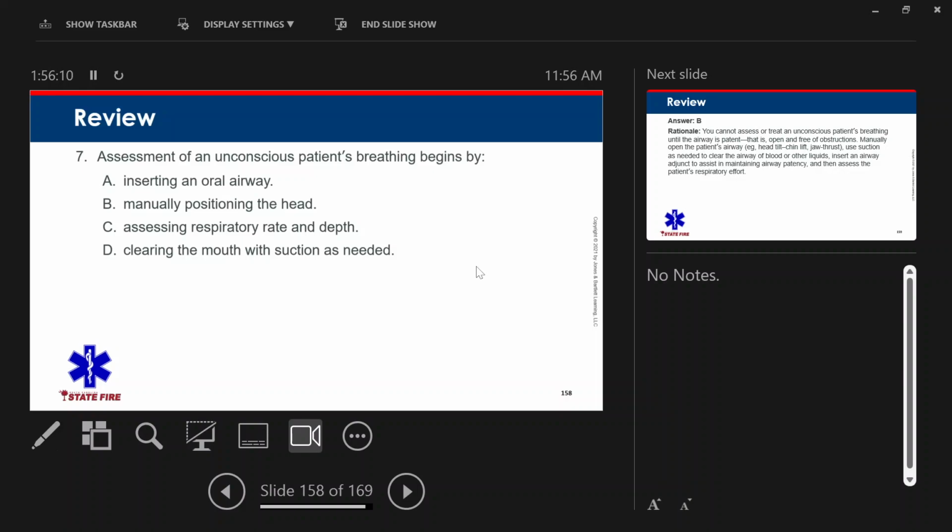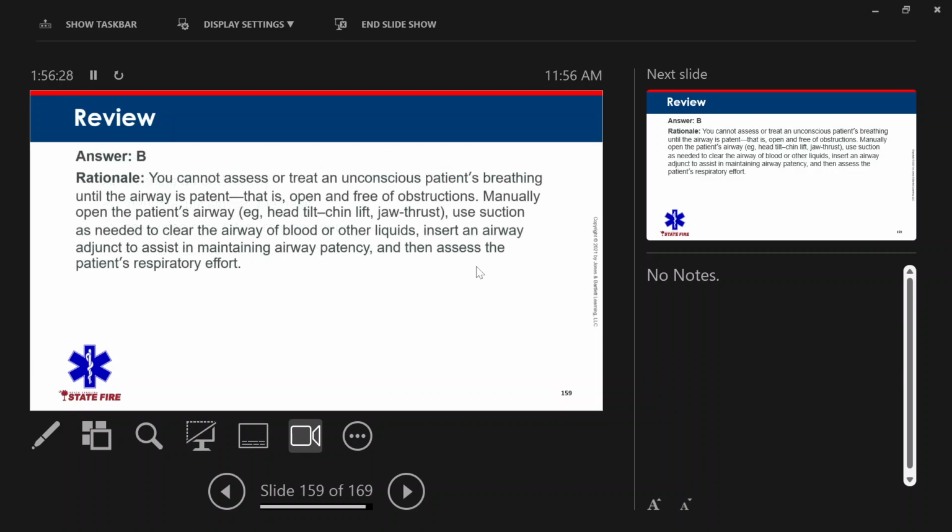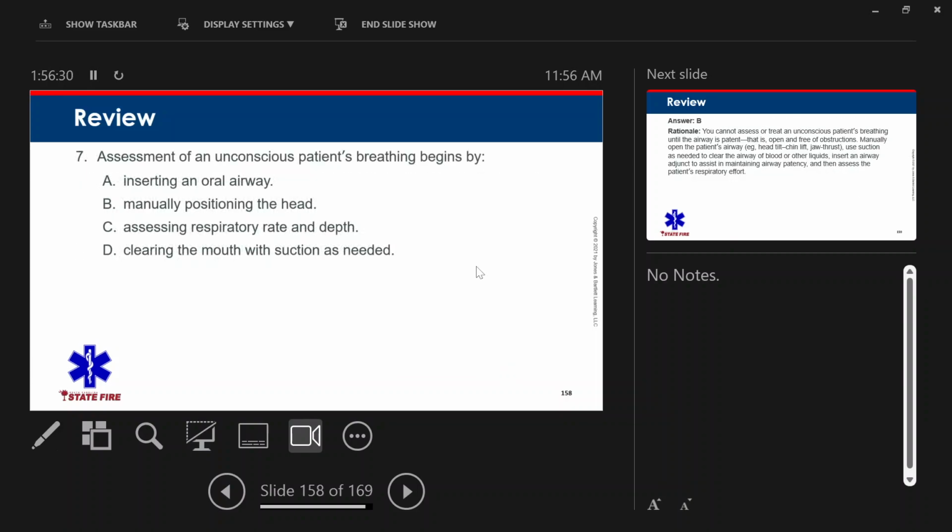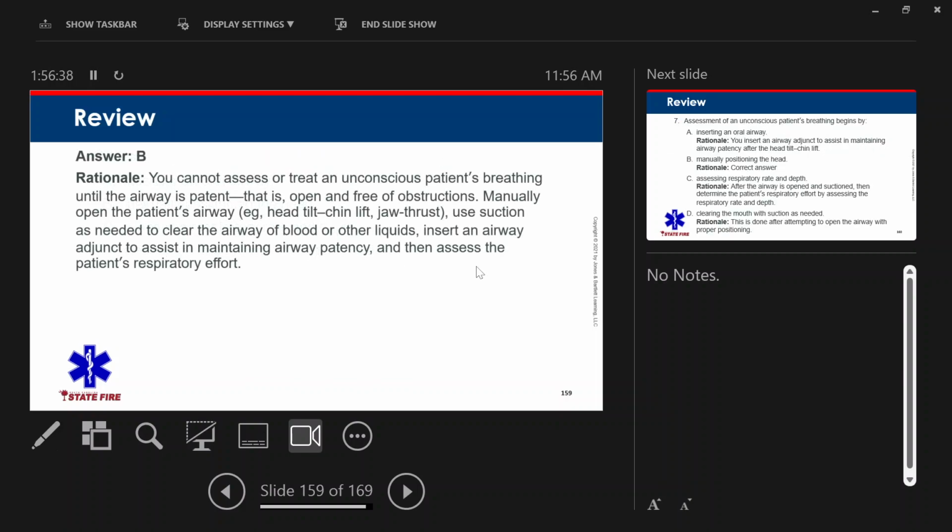I would go with respiratory rate and depth. Do we walk right up to people and throw in opiates? No. Do we do a lot of manual head tilt chin lift stuff in a potential cardiac arrest patient anymore? We don't. We have a heavy focus on compressions. And so they went with B, manual position heads. Well, that's absolutely stupid. Let's look at their rationale. At least they gave one.